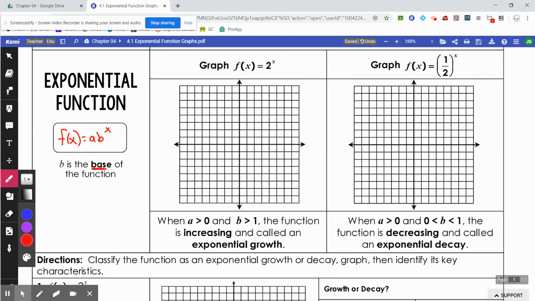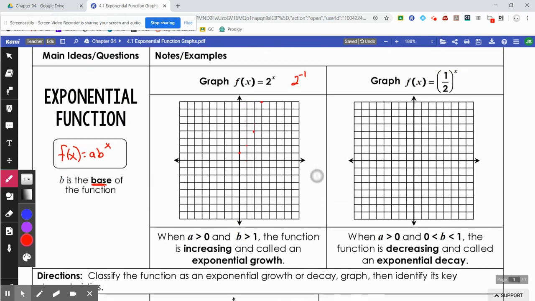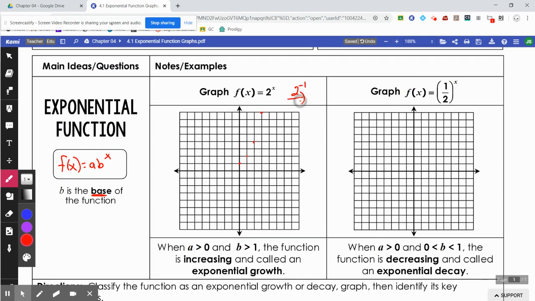Let's start out by graphing f of x equals 2 to the x, and you can plug in some x values here to find some y. 2 to the 0 power, we know anything to the 0 power is 1. 2 to the first power is 2. 2 to the second power is 4. 2 to the third power is 8. 2 to the negative 1. Now, to raise something to a negative 1 power, reminder that you need a fraction bar. Bring the 2 to the bottom of the fraction bar. That'll be 1 over 2 to the first power, or 1/2. 2 to the negative 2 will be 1/4. 2 to the negative 3 will be 1/8.